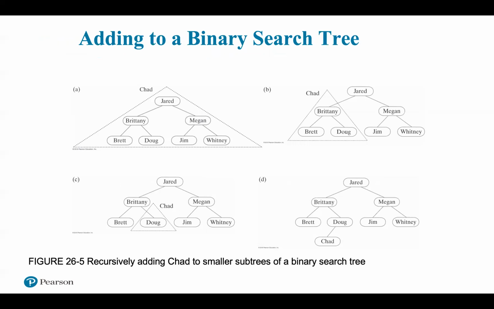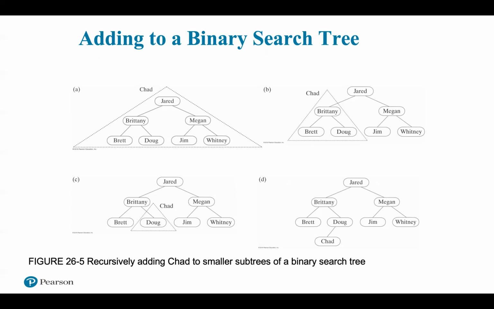Consider again the example given in the previous segment. Figure 26.5 illustrates the steps in the recursive addition of Chad to the binary search tree in figure 26.4a. To add Chad to the binary search tree whose root is Jared, as figure 26.5a depicts, observe that Chad is less than Jared, so add Chad to Jared's left subtree, whose root is Brittany, as figure 26.5b shows.